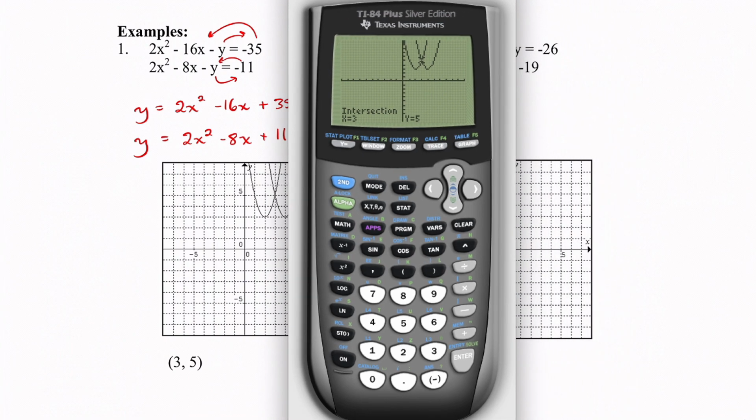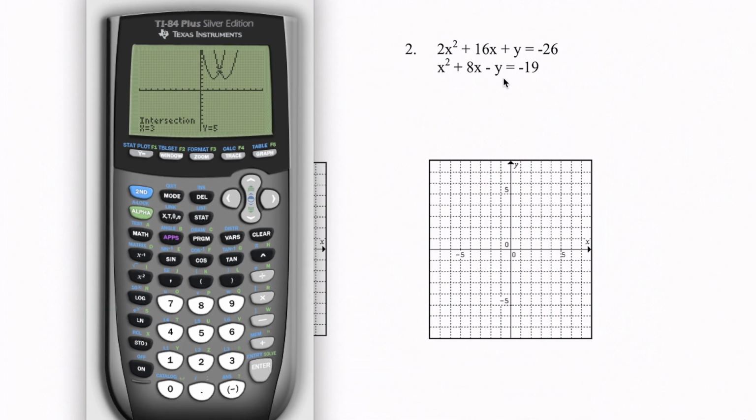Moving to example 2, if you again want to try to do this one on your own, you can pause the video and then try to do this one. So we got to get these y's isolated to be able to put them into our calculator. So this one's already positive y. So I'm going to move this 16x over to the other side and this 2x squared over to the other side. So I'm going to have y equals 2x squared moves over and it's negative. Same with the 16x, it's now negative 16x. And then we already had minus 26 already over there.